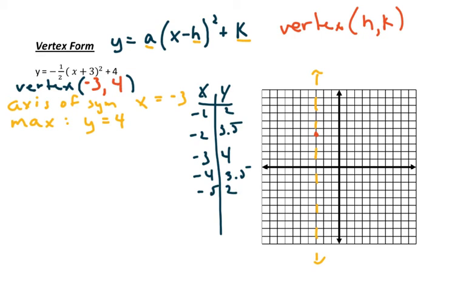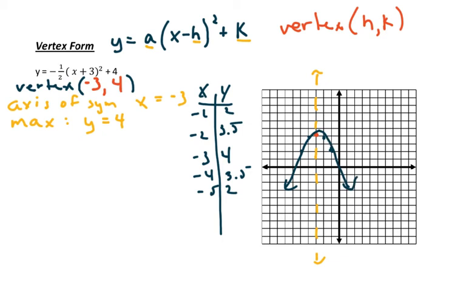So let's plot these here real quick. We got (-1, 2). Got (-2, 3.5). I've got (-3, 4), obviously, and then I've got (-4, 3.5), and then I've got (-5, 2). So my parabola is looking something like this. Now I've got my parabola.